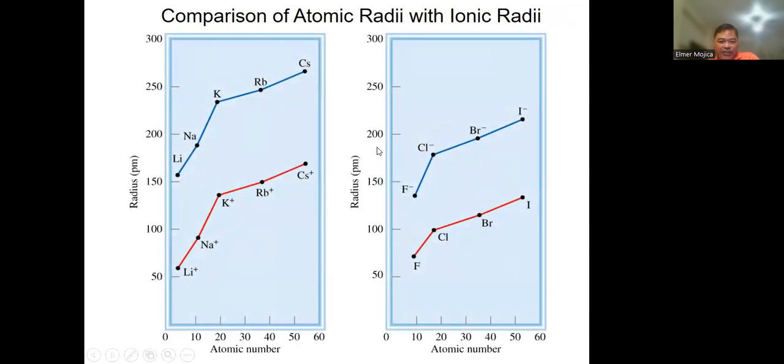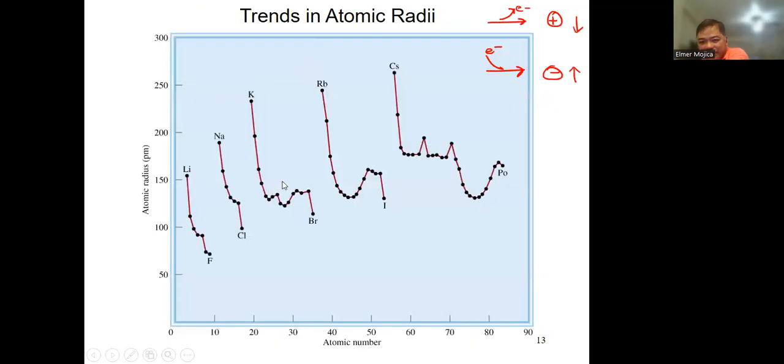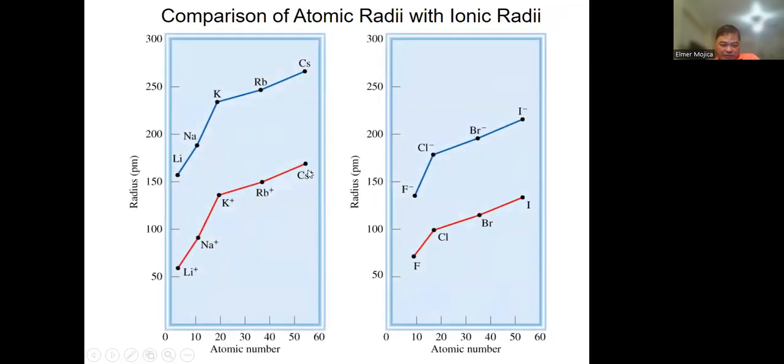Okay. Now, if you want to compare the atomic radius with the ionic radius, see what happened here. So when they become cation, the size decreases. Is that right? When it becomes a cation, its ionic radius is lower. So you could see the cations there have lower ionic radius compared to the atomic radius. Now, if you're going to look at the anion like this one, when they gain electron, their size increases.